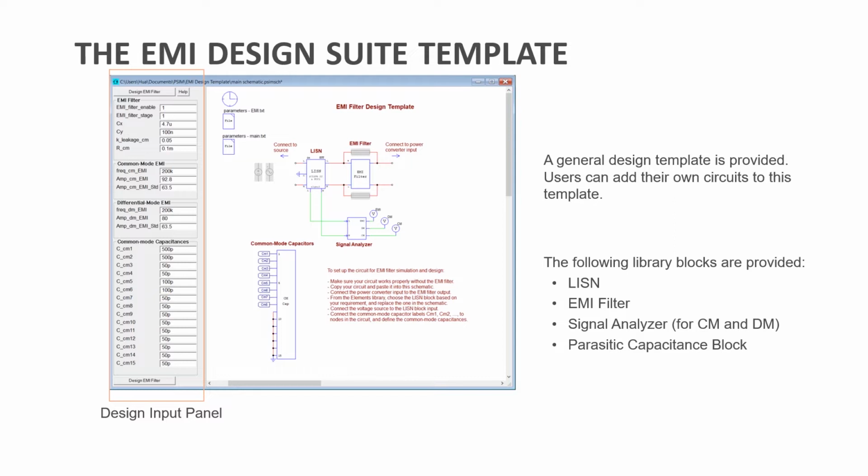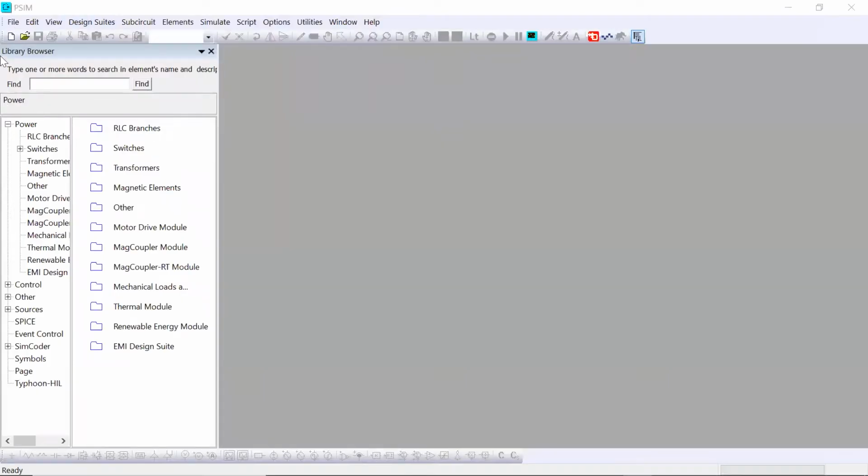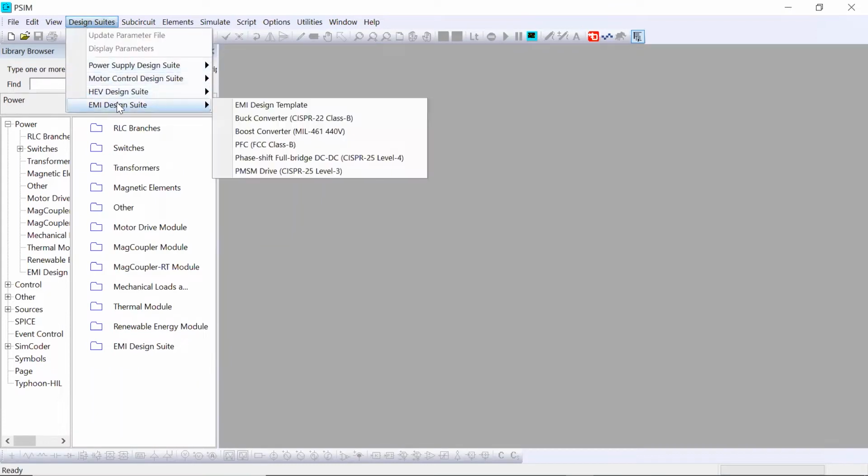Let's see, with Adrien Michel, our power electronics lead engineer, how to use this suite to design a buck converter. In this example, the buck converter has an input voltage of 120 volts, an output voltage of 12 volts, and a power of 250 watts. The parasitic parameters and the common mode parasitic capacitances are defined as described. Now we have to open PSIM and open the buck converter circuit with the CISPR 22 Class B EMI standard example.